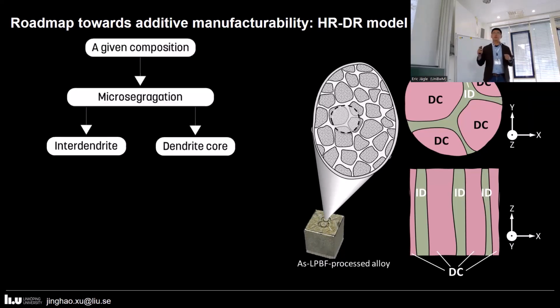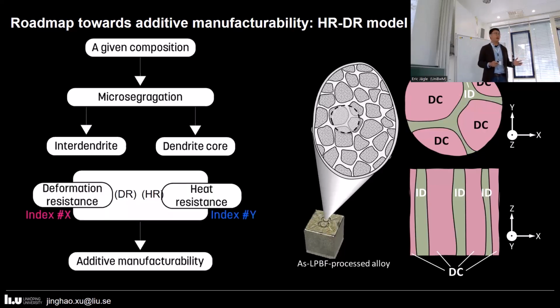Then the roadmap can be given like this. For a given composition, by using the knowledge of microsegregation, I separate this material into two regions, ID and DC. Then I compare two indexes. The first one is heat resistance, in short HR. Another is deformation resistance, in short DR. Think about this question: if an alloy has both stronger DR and HR in the ID than in the DC, that alloy is supposed to have better resistance to cracking during the AM process.